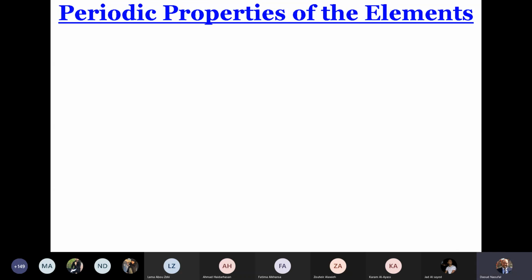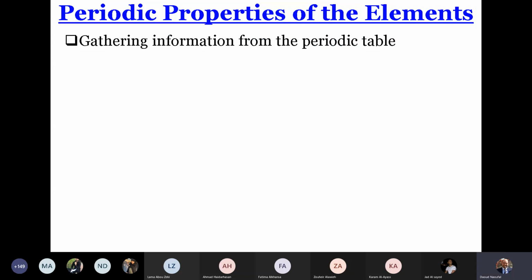Periodic properties of the elements. So we have to treat or explain the periodic table. The periodic table is a man-made representation. It's not a truth in the science of the atom.